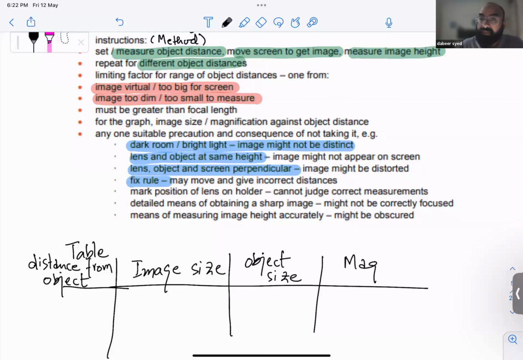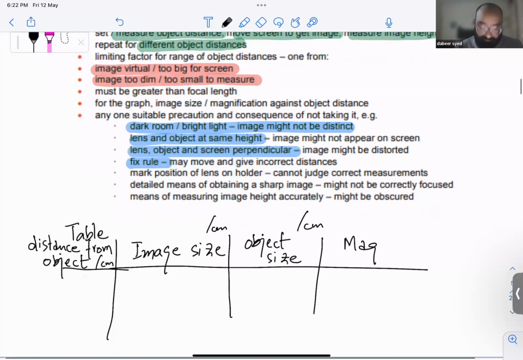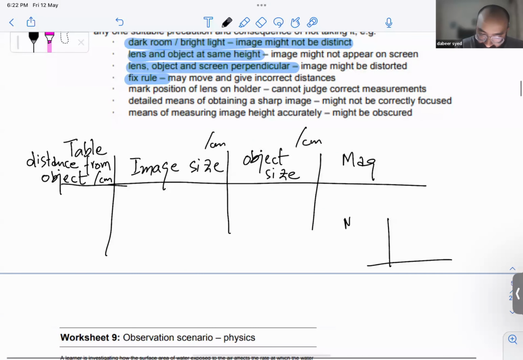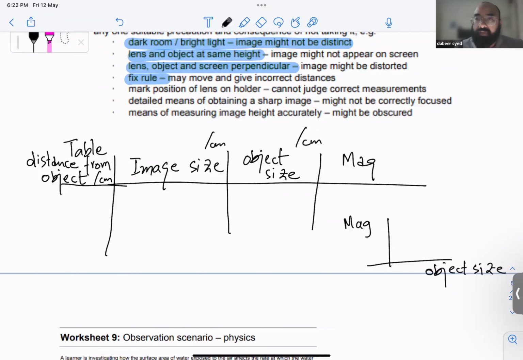अच्छा, अब इसके यूनिट्स, अगर आपने टेबल बना दिया तो यूनिट जरूर लिखने हैं, उनके बगैर नहीं आप ये काम कर सकते. सो यहाँ पे सेंटीमीटर्स होगा, सेंटीमीटर्स होगा, सेंटीमीटर्स होगा, मैग्निफिकेशन का कोई यूनिट नहीं होता. So now, if you were to draw a graph, you could draw a graph of magnification against object size. And the trend of the graph is going to tell us whether it is increasing or decreasing.